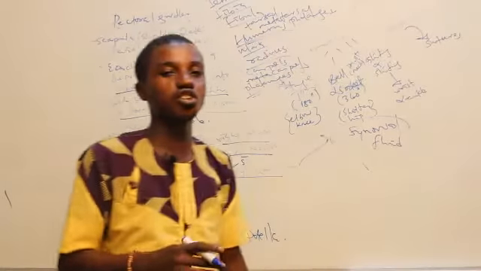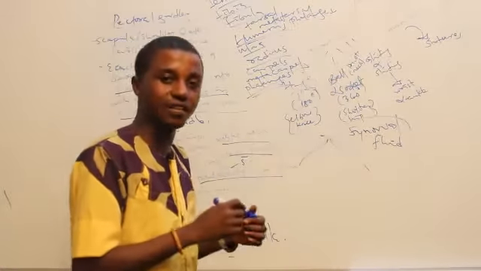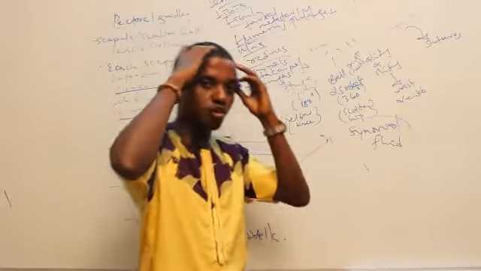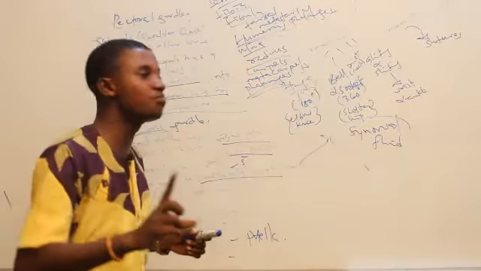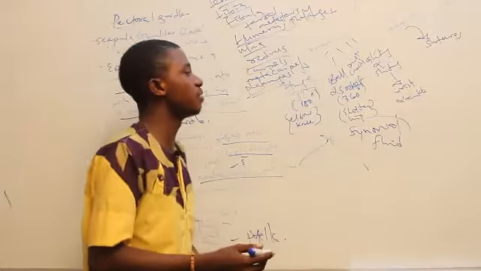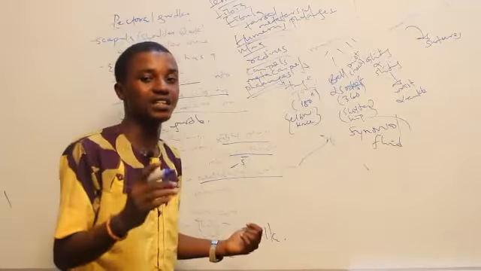An example is the suture. The suture is the joint that is found in the skull, the brain part. It is an immovable type of joint. While the movable type of joint is broadly divided into four.